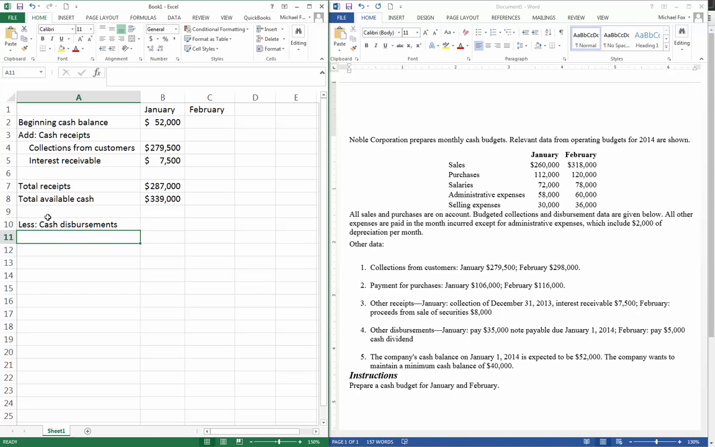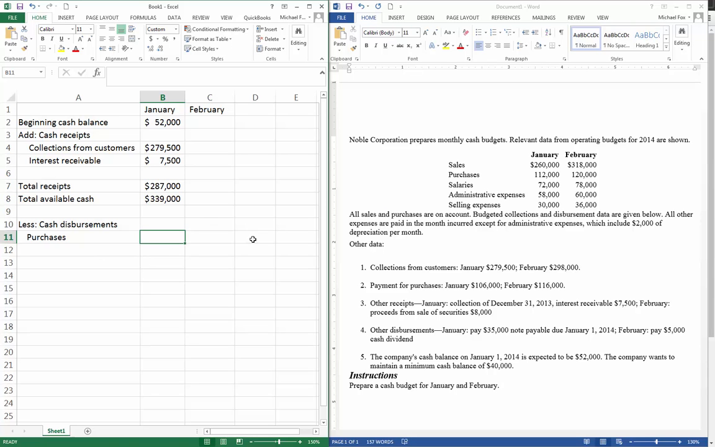Now we have to account for cash disbursements, or money we expect to pay out. That will include purchases. So a couple things, just so you know. It says all of the sales and purchases are on account. That's why I didn't use these sales as the money coming in. Instead, it's the amount we're collecting from customers. So in January, we're collecting some money that was owed to us from a previous month, as well as some of these sales. That's why we use that $279,500 instead of the $260,000, just in case that's confusing.